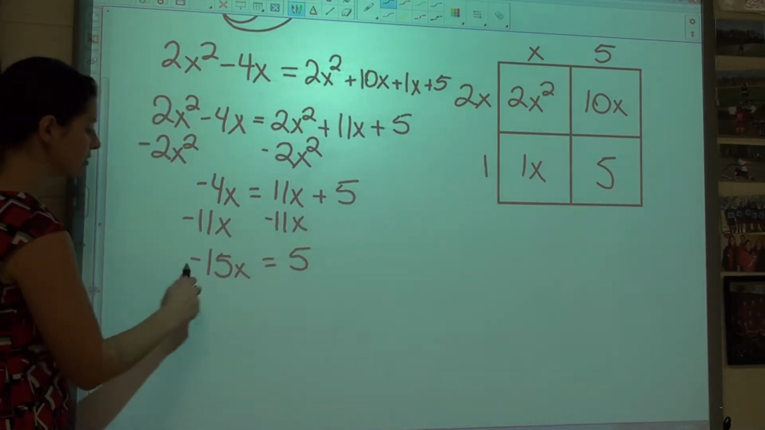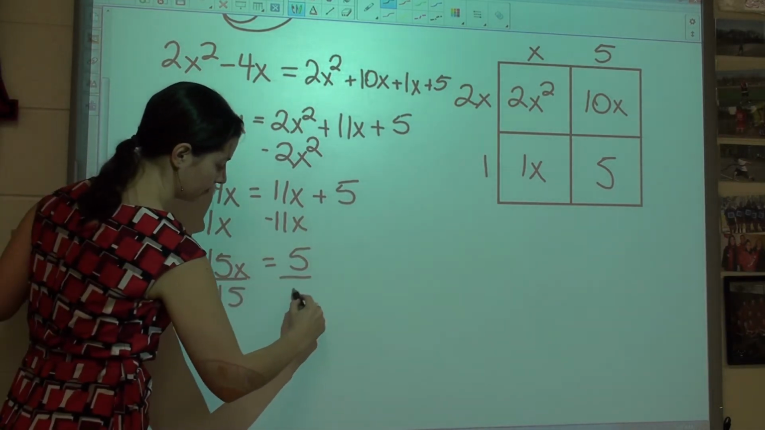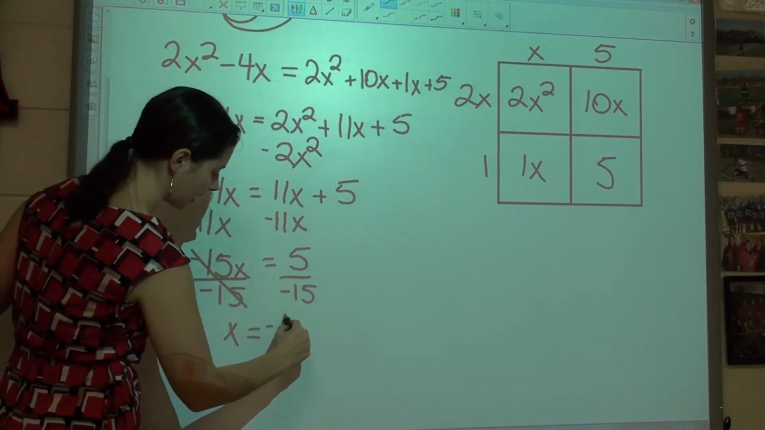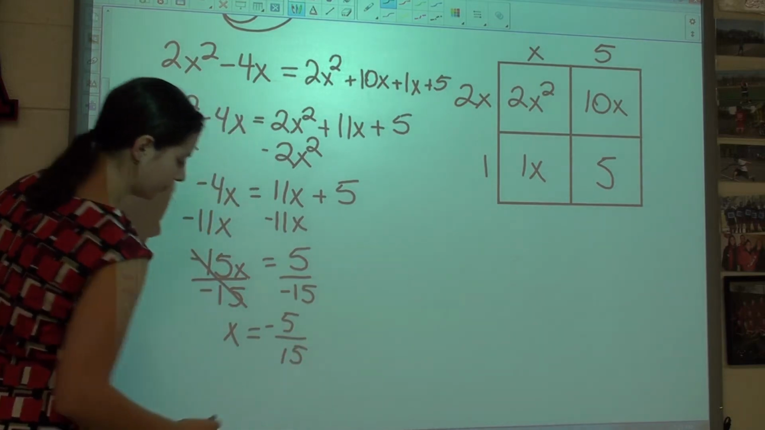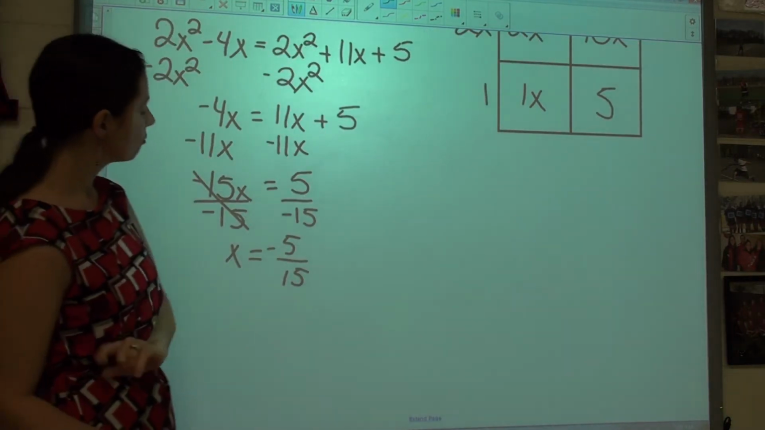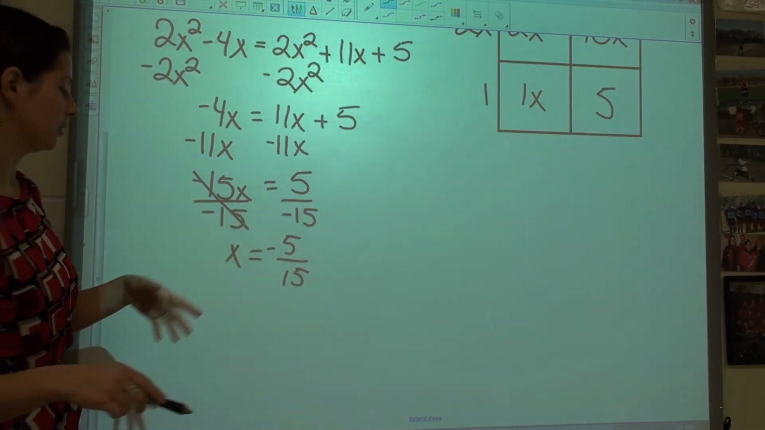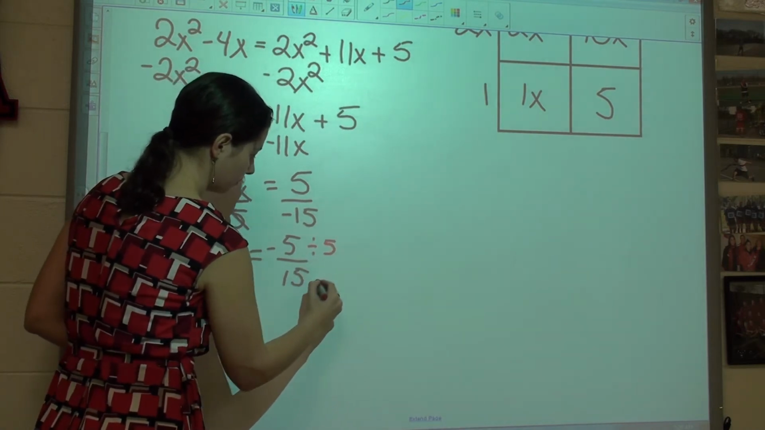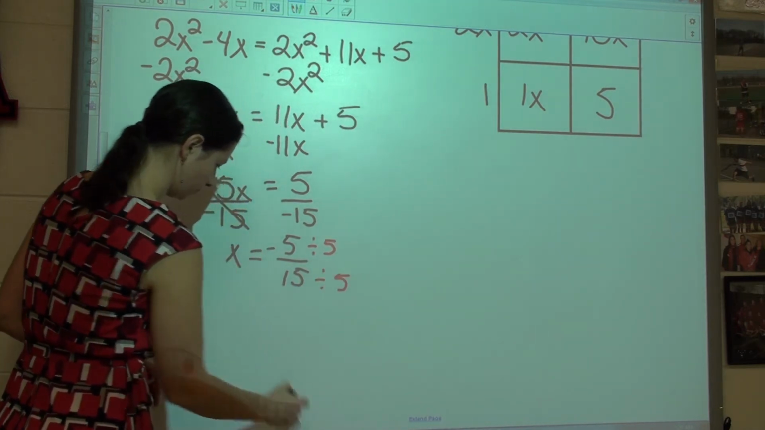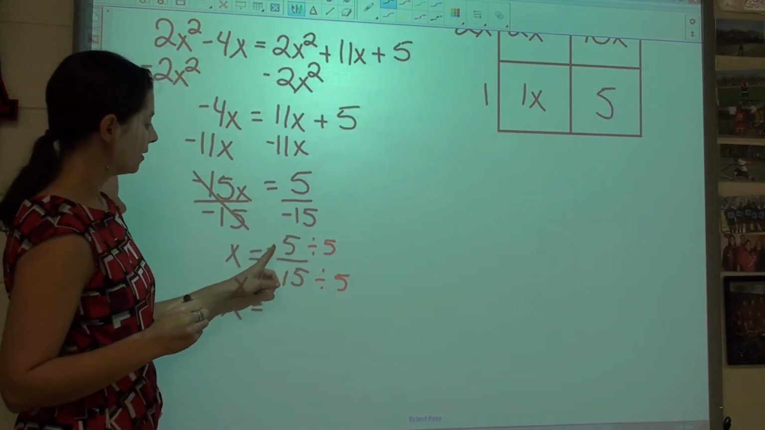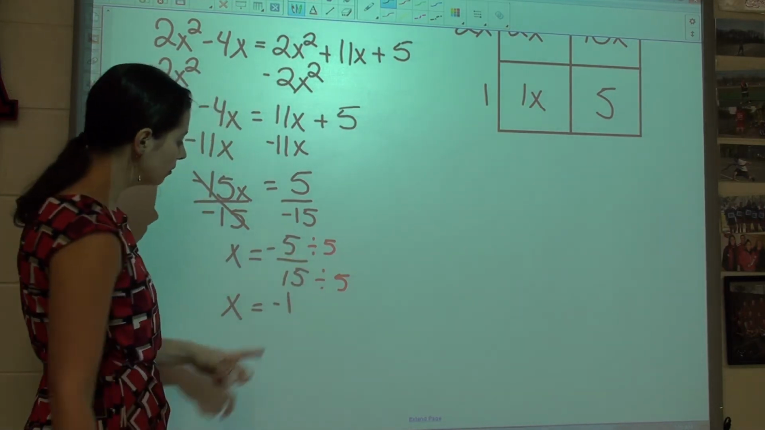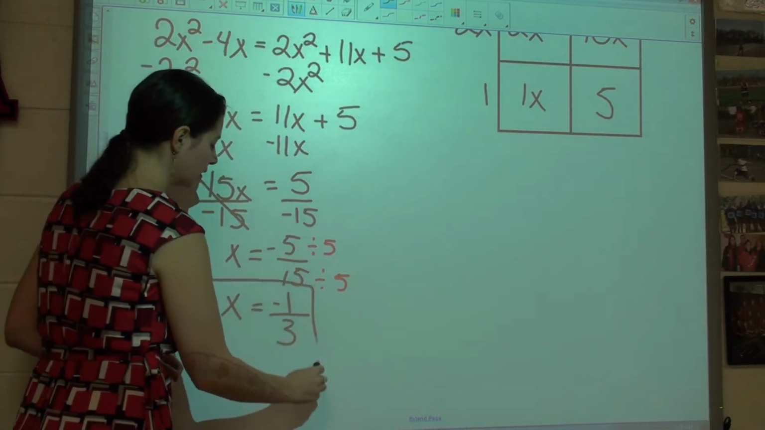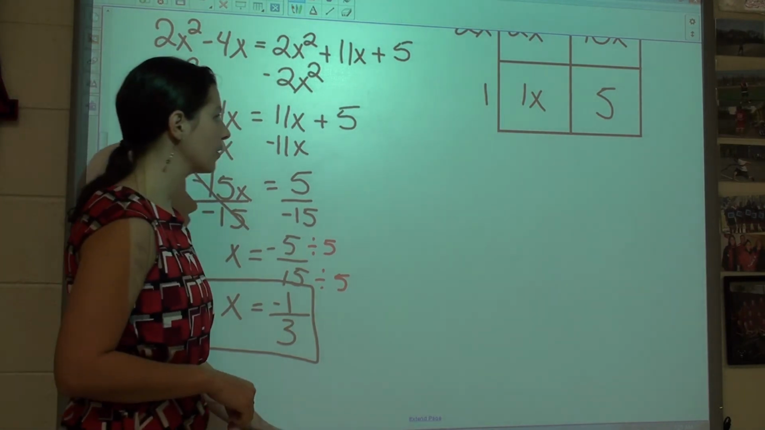So then your last step is to divide by negative 15. So you get x equals negative 5 over 15. Now hopefully you remember from your algebra classes or other classes, you can divide the top by 5 and the bottom by 5. So we're going to reduce our answer. Negative 5 divided by 5 gives me a negative 1. 15 divided by 5 gives me a 3. So my final answer is actually going to be x equals negative 1/3.